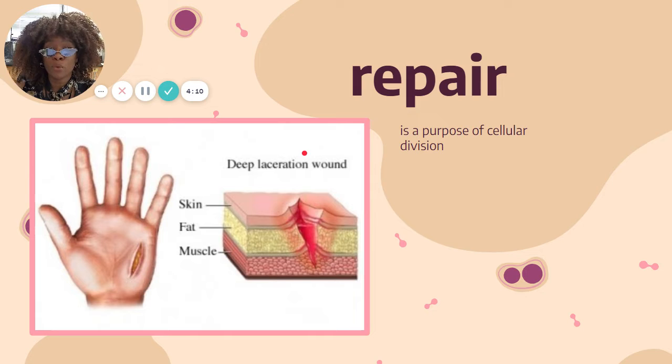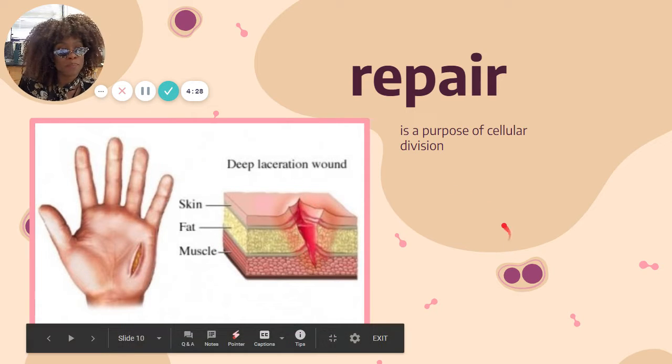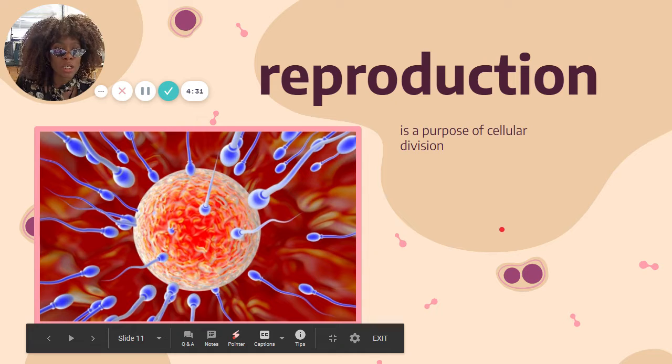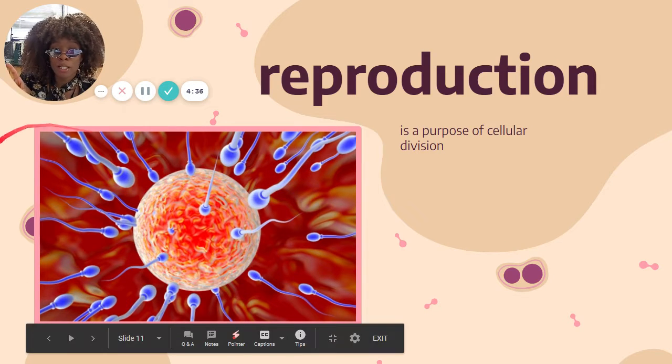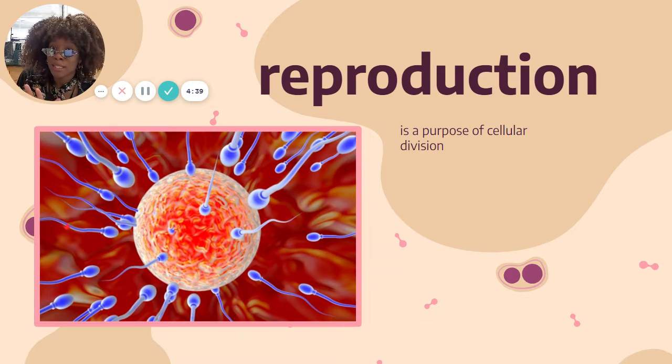Repair. So for example, all of us have gotten a skinned knee or a cut on our finger or something like that, right? How does that fix itself? Well, mitosis. Mitosis replaces those broken, damaged, dying cells with new, fresh cells that have the same abilities. And of course, reproduction is a purpose of cellular division. But one thing to note is that reproduction is a different process than mitosis. Okay? Again, listen to me. Reproduction involves a different process than mitosis. It involves meiosis, which is M-E-I-O-S-I-S.